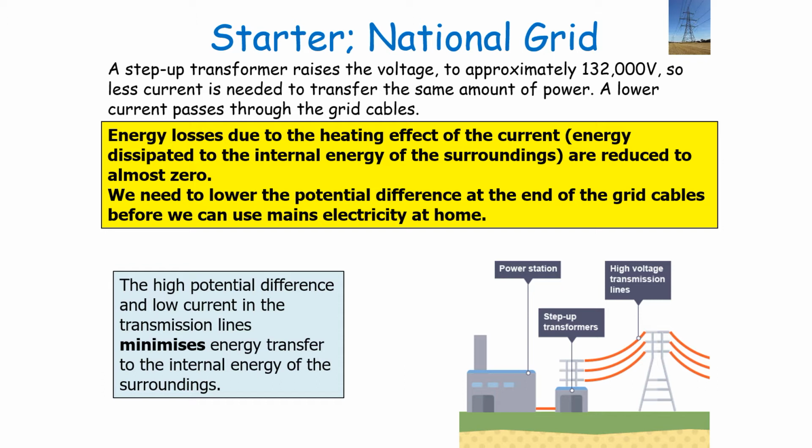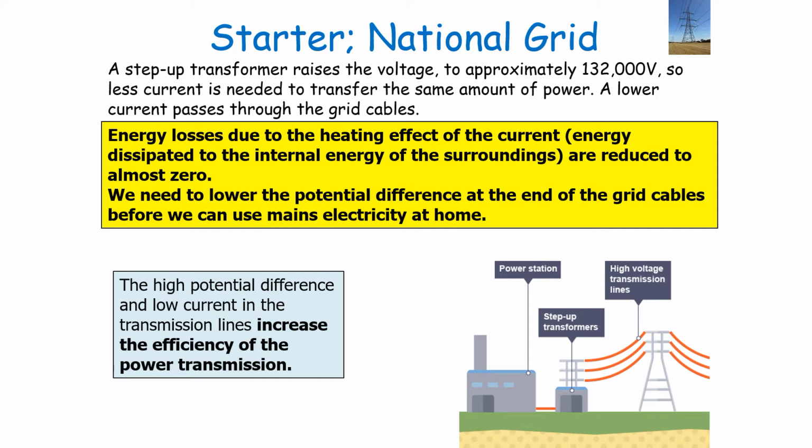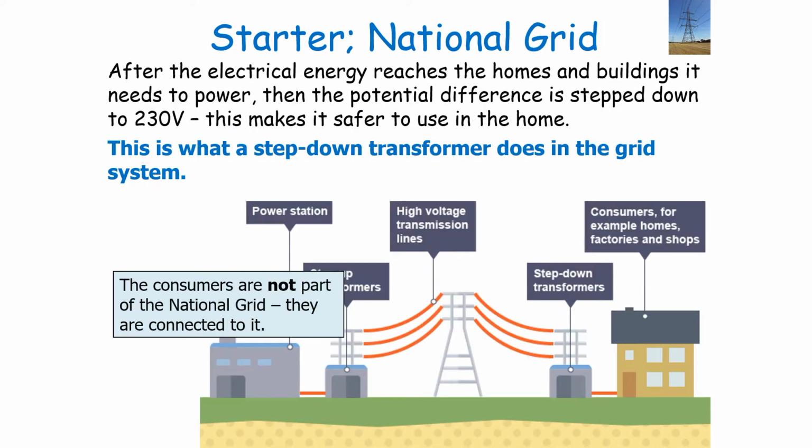But we need to lower the potential difference at the end of the grid cables before we can use the mains electricity at home. So the high potential difference, low current configuration in the transmission cables minimizes the energy transfer to the internal energy of the surroundings. So it increases the efficiency of the power transmission. After the electrical energy reaches the homes and buildings it needs to power, the potential difference is stepped down to 230 volts, making it safer to use in the home. This is what a step-down transformer does in the grid system.